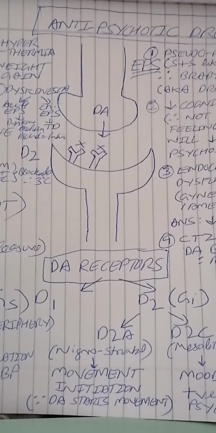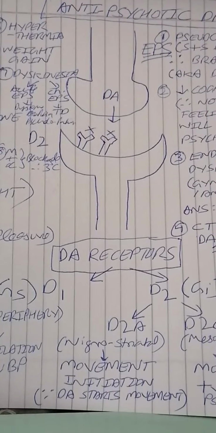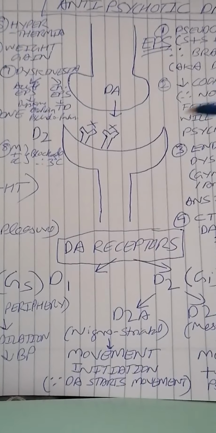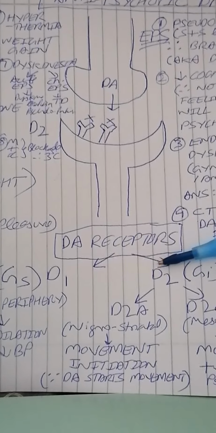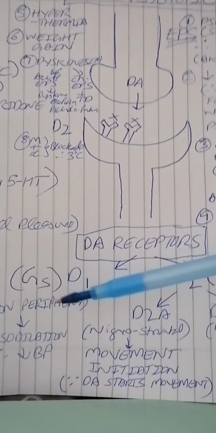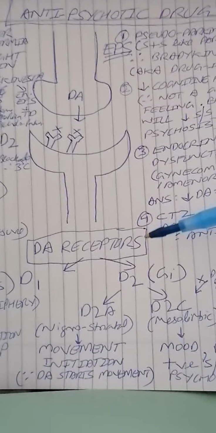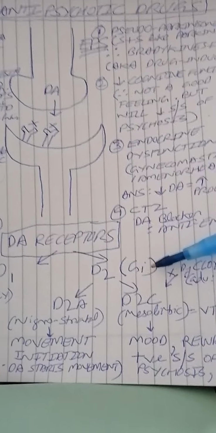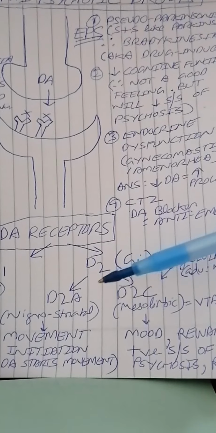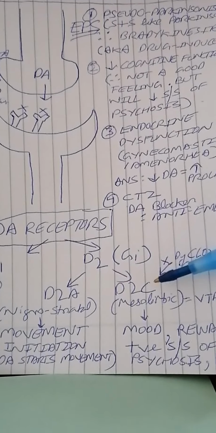Now let's go to our dopamine receptors. Dopamine receptors are of two types, basically. The important ones are D1 and D2. D1 is Gs coupled, and usually found in the periphery. And D2 receptor is Gi coupled, a kind of inhibition. D2 is further divided into D2A and D2C.